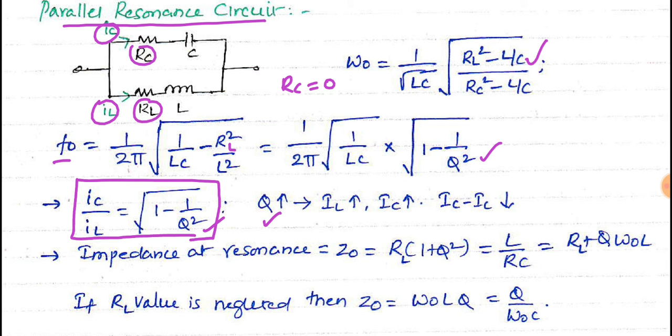As the Q value increases, the IL value and IC value increase, as we saw earlier. Okay, and one more point here: the difference between these currents, that is the capacitive current and the inductive current, will decrease as the quality factor increases.